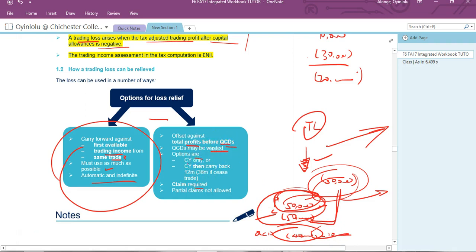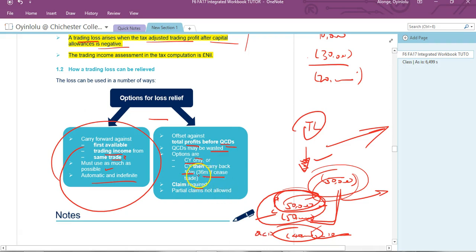Your options are carry current year, of course, current year only, and you get back only 12 months. So there's none of this kind of carrying back for whatever period of time. You can only carry back 12 months and then carry on carrying forward. And then, of course, we have something similar when it comes to terminal. We'll see that as we go on.